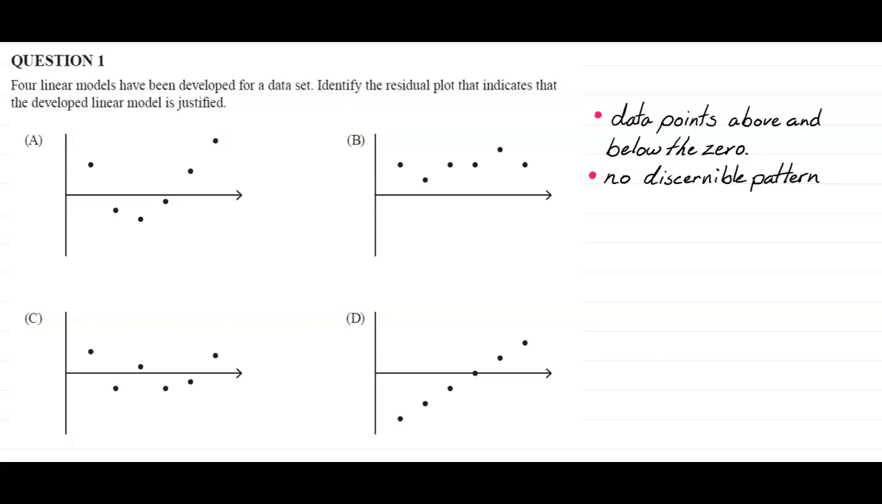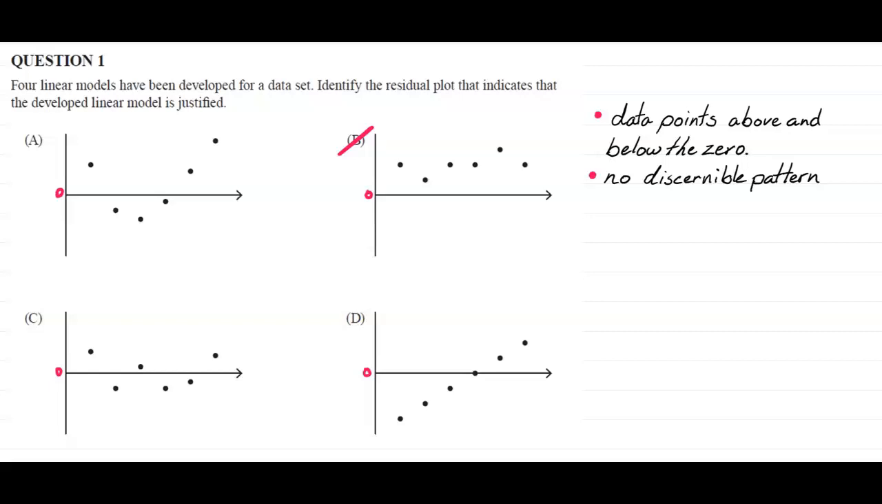So if we have a look at the residual plots, this line here is going to be our 0. Okay, so the first bullet point says that data points are above and below the 0. Well, straight away we can see that in B, all the data points are above the 0. A, C, and D still have data points above and below, so they're still valid contenders.